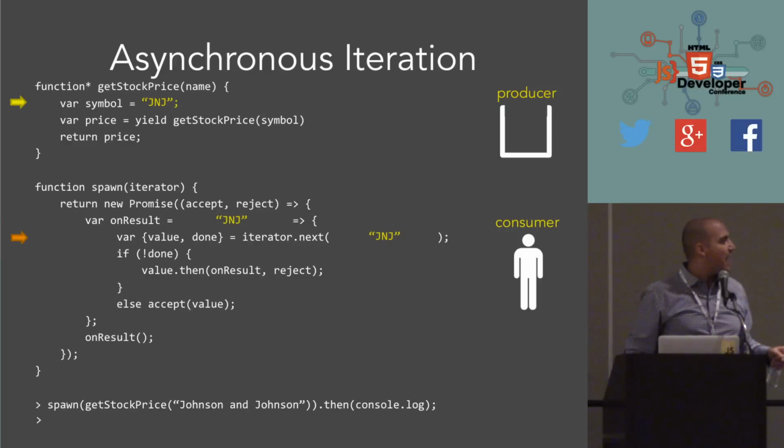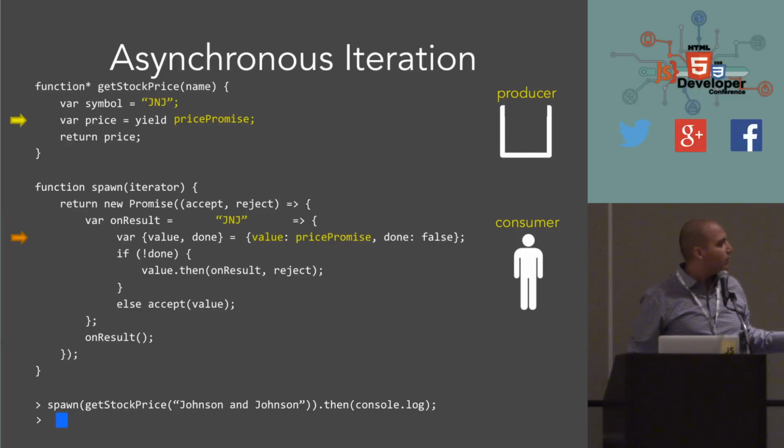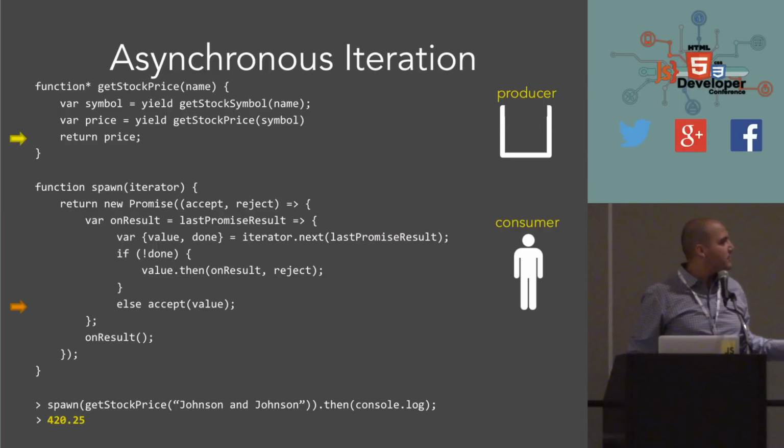We pass that into next, and we pick up there in the top function, and now all of a sudden the yield expression has been replaced with the answer, JNJ. We yield the price promise, we pass then to it, we recursively go up, and now we get the result as 420.25. Call next, send it back in, get the price, and jump down to the bottom, because now we don't have a promise anymore. That's the way the consumer works.